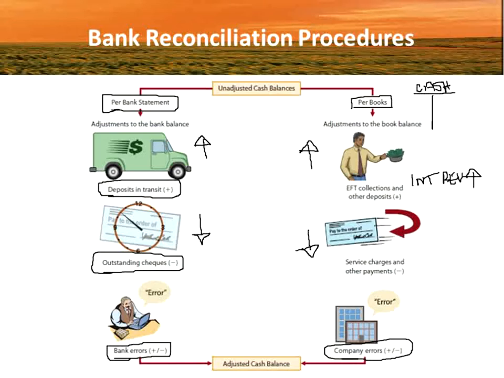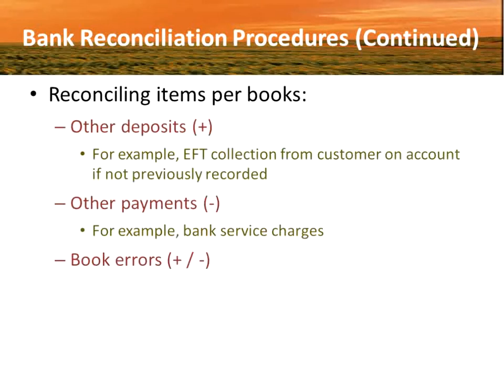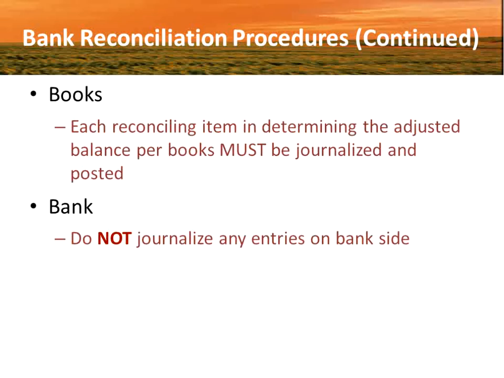So we're going to walk through a sample bank reconciliation in just a moment. But basically, we're always going to start with items for the bank. We're going to add our deposits in transit and subtract our outstanding checks and add or subtract any of our bank errors. Reconciling the books, again, we're going to add any deposits we don't know about, subtract any other payments, service charges, etc., and look at book errors. So I'm going to jump to our example here.